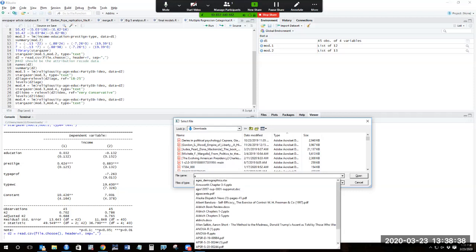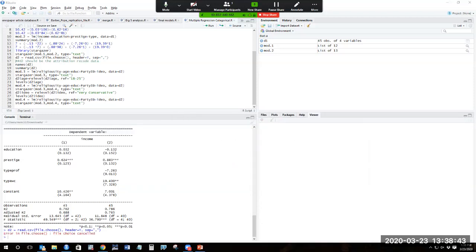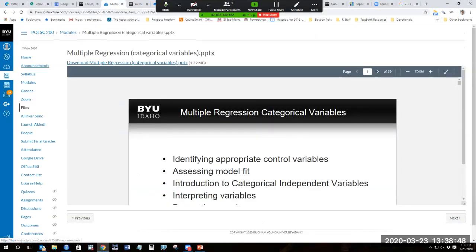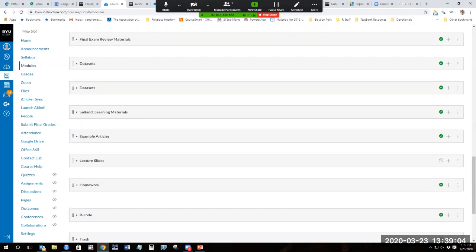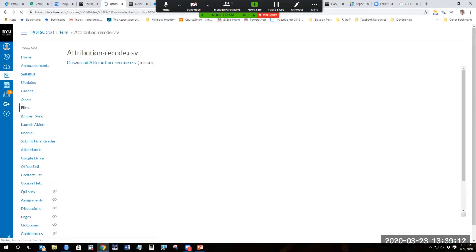Okay. I don't have that data set there. So I'm going to go to iLearn. I'm going to find the data set. I think it's in this thing called, oh, when did we use it? I think we used it in t-test, I think, right? Let's see if it's in data sets. Oh, there it is, data sets, data for class. So I'll download that.